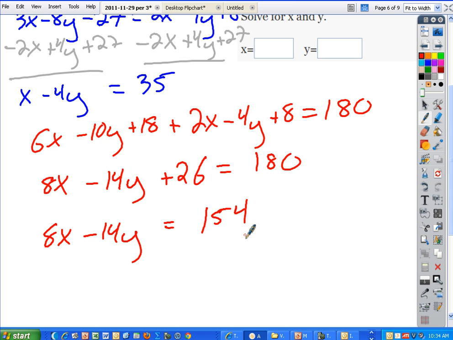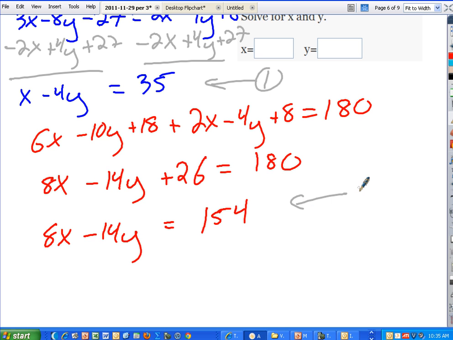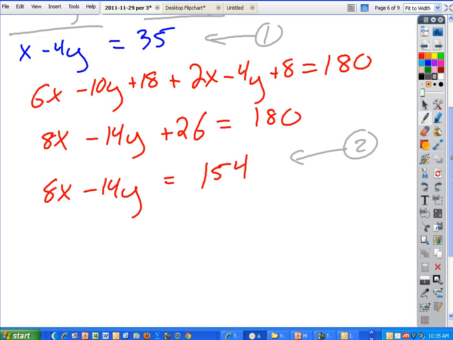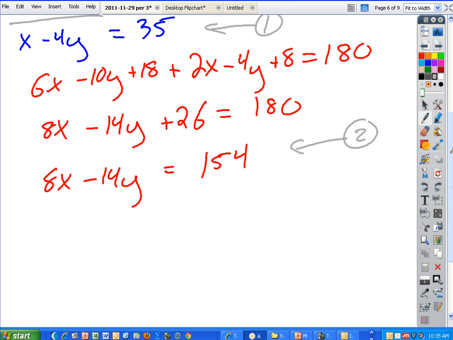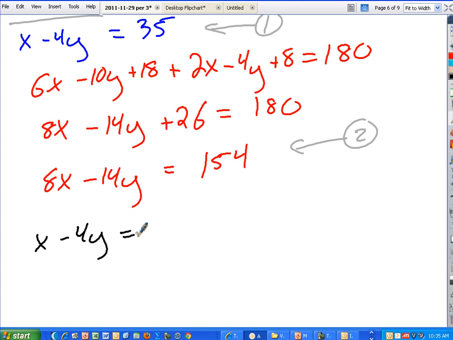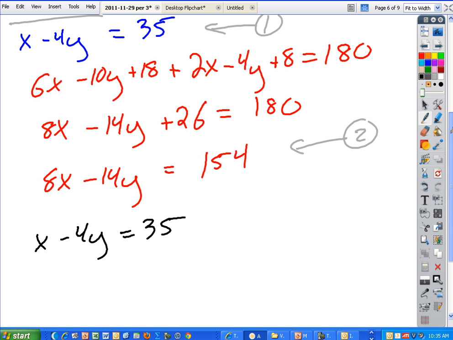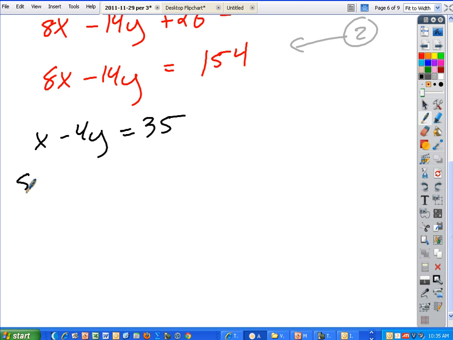Okay, so now look what I've got. I've got two equations here. I've got this guy up here, call that equation 1, and I've got that guy there, call that equation 2. And I have to just solve that system. So let's do that. I'm going to rewrite these. So I've got x minus 4y equals 35, right, from here. And 8x minus 14y equals 154. From there, I have to just solve that system. Well, take your pick. How could I solve that system?